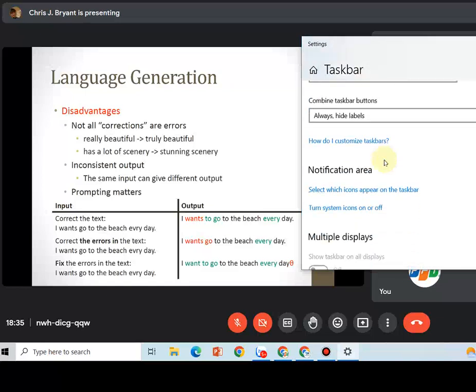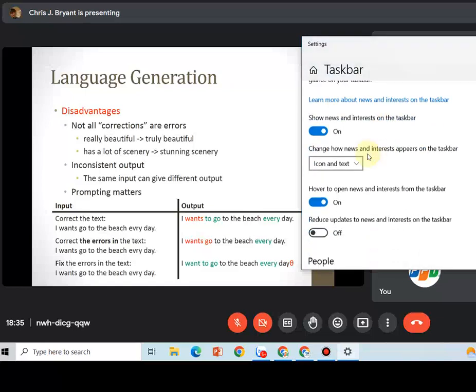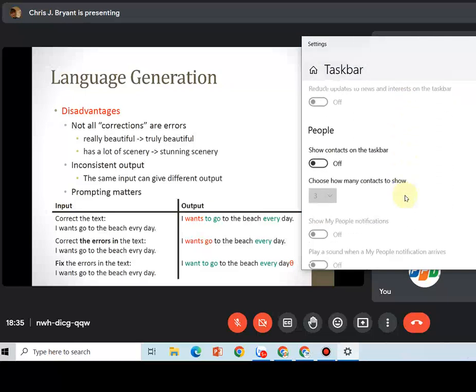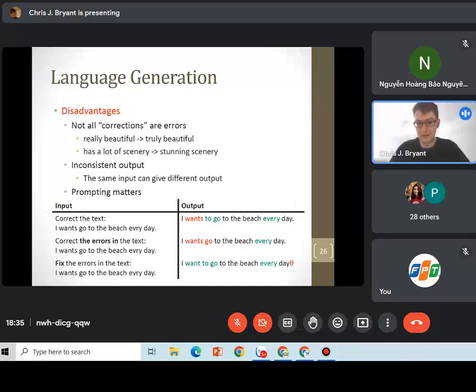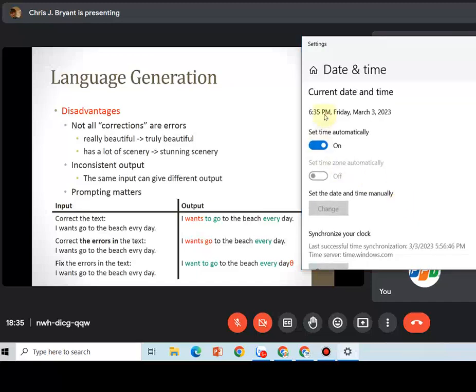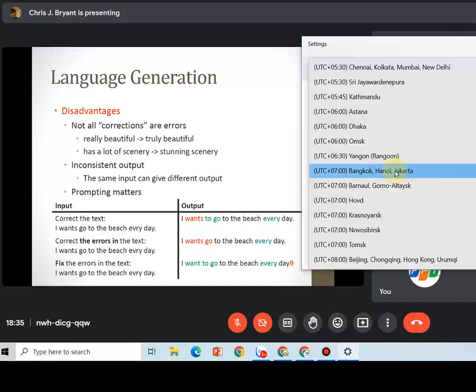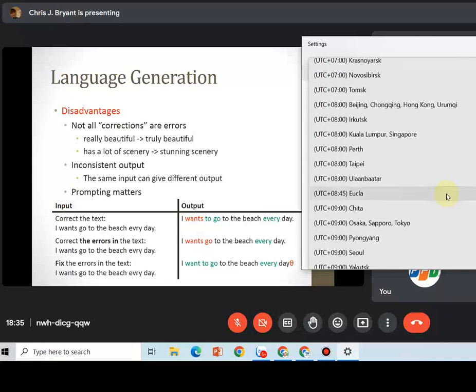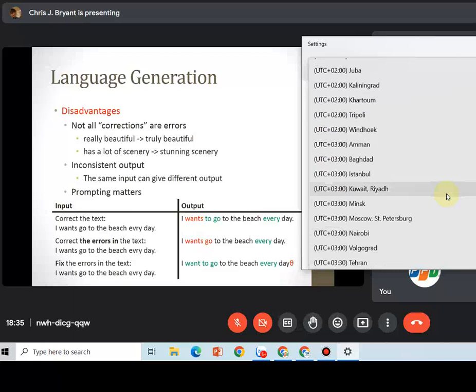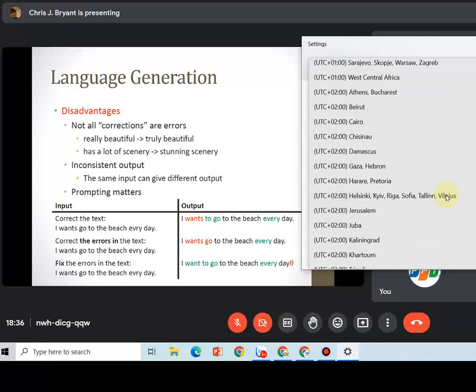So this wasn't ChatGPT, this was a different model, but if I gave it the input "correct the text," "I once go to the beach every day," it output "I once to go to the beach every day," so it missed the subject-verb agreement. If I then change it to "correct the errors in the text," it no longer got the missing "to" in the infinitive. And then if I change that to "fix the errors in this text," it got "want to go" perfectly, but deleted the full stop at the end for some reason. So these are complications that are definitely worth being aware of.